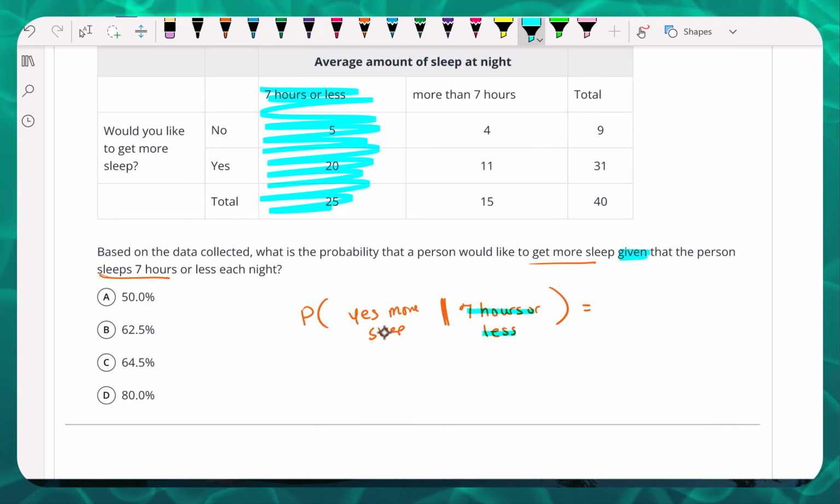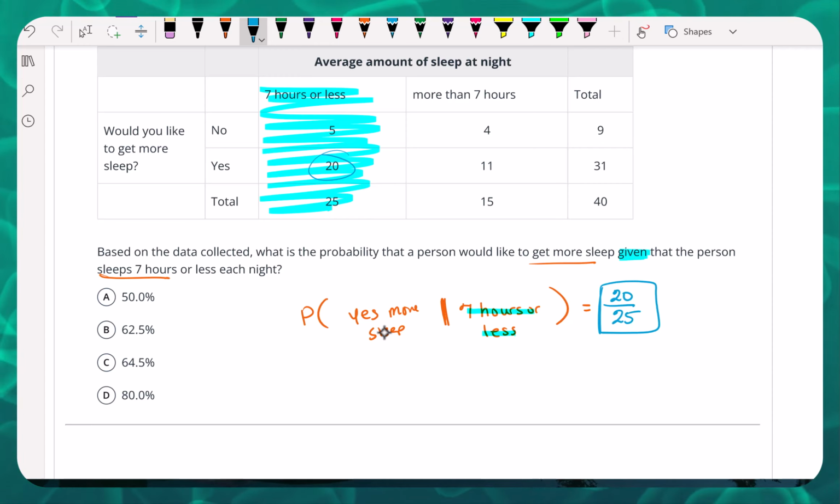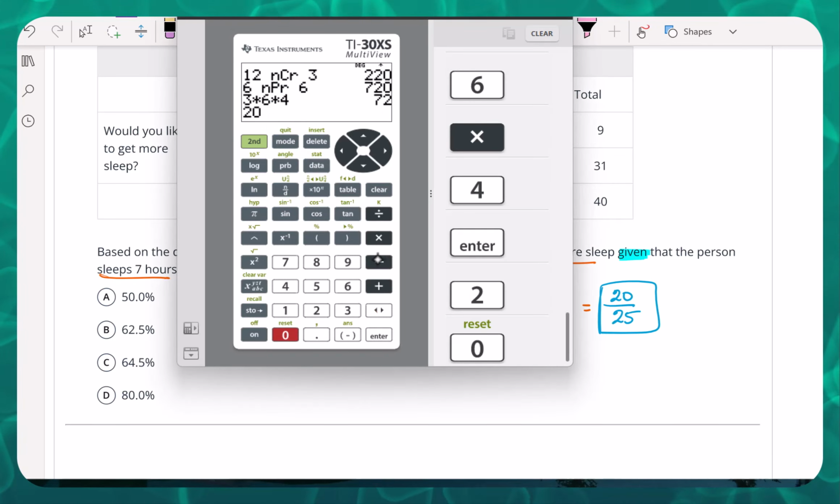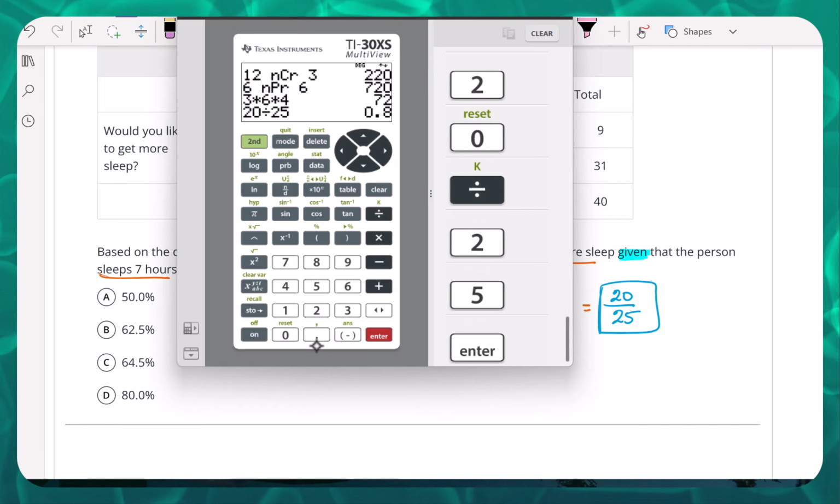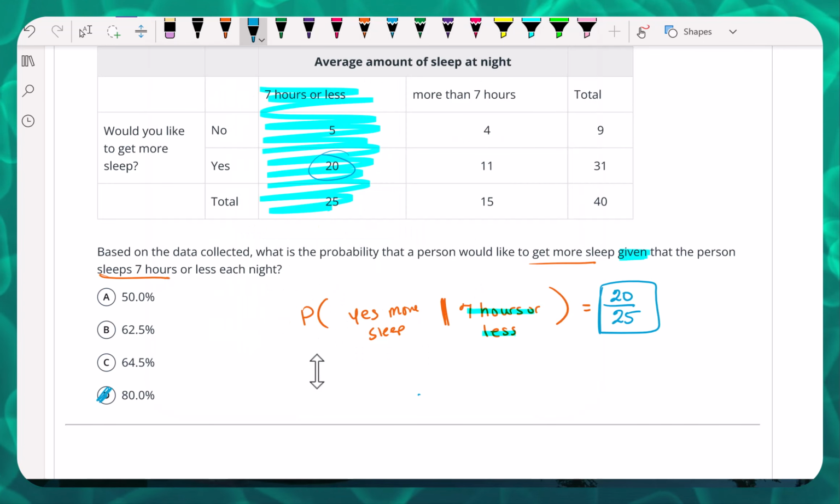So what's the probability that they want to get more sleep? So do they want to get more sleep? 20. So the top number is going to be 20, but it's going to be out of a total of 25 people. Okay, you are going to have to simplify that. Actually, if you look over here, you need to change it to a percent. So 20 divided by 25 gives you 0.8 or 80%.